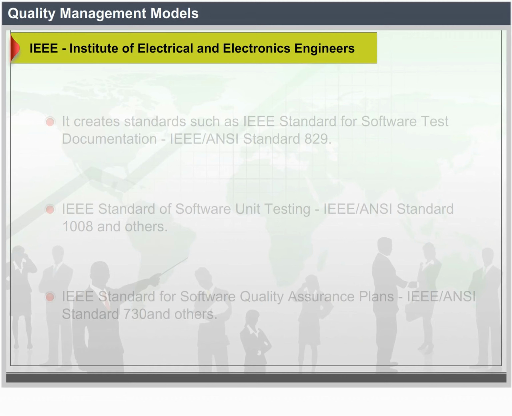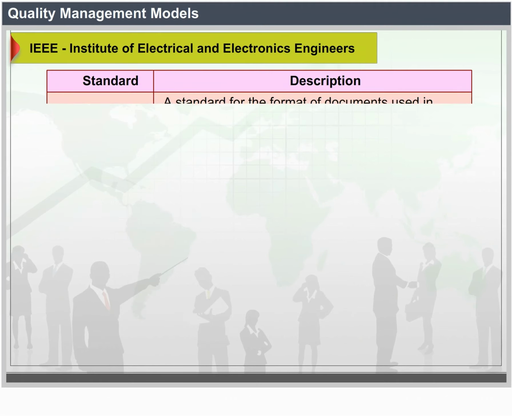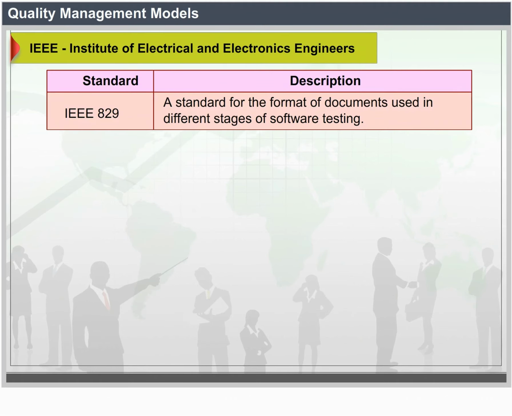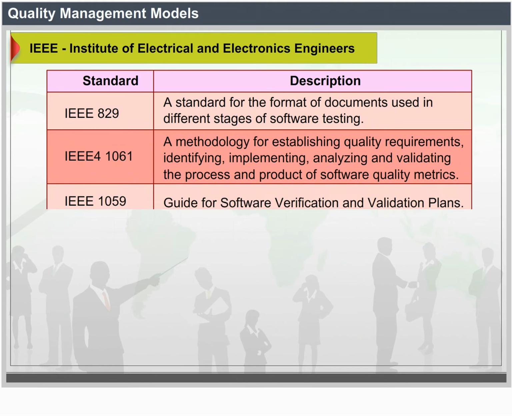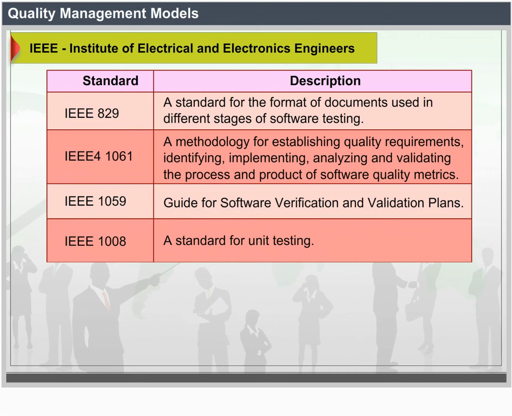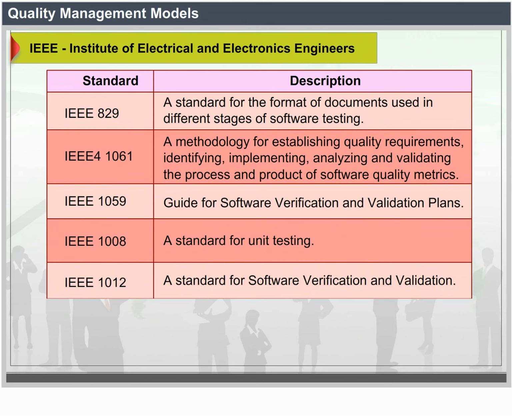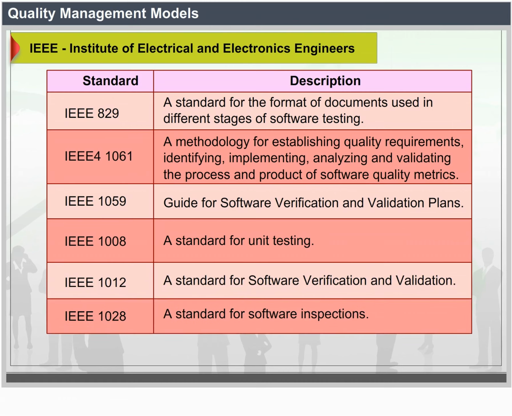Standard. Description. IEEE 829, a standard for the format of documents used in different stages of software testing. IEEE 1061, a methodology for establishing quality requirements, identifying, implementing, analyzing, and validating the process and product of software quality metrics. IEEE 1059, Guide for Software Verification and Validation Plans. IEEE 1008, a standard for unit testing. IEEE 1012, a standard for software verification and validation. IEEE 1028, a standard for software inspections.